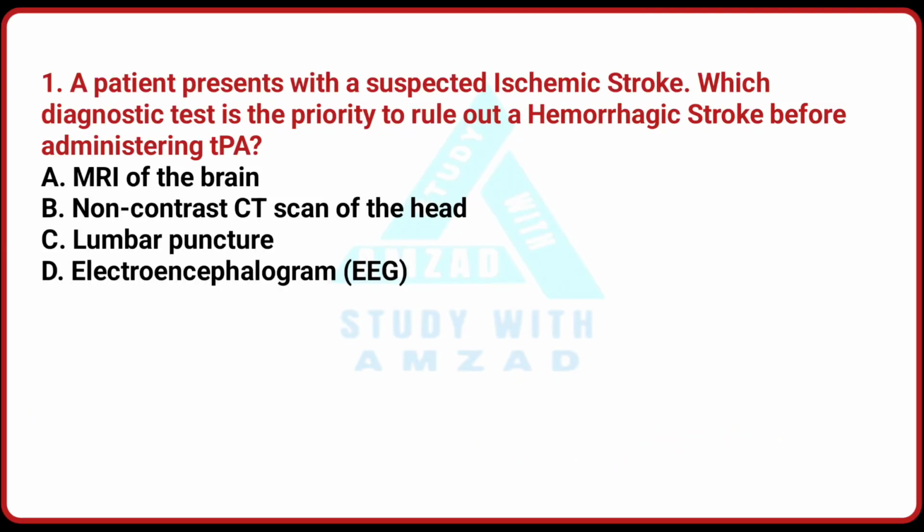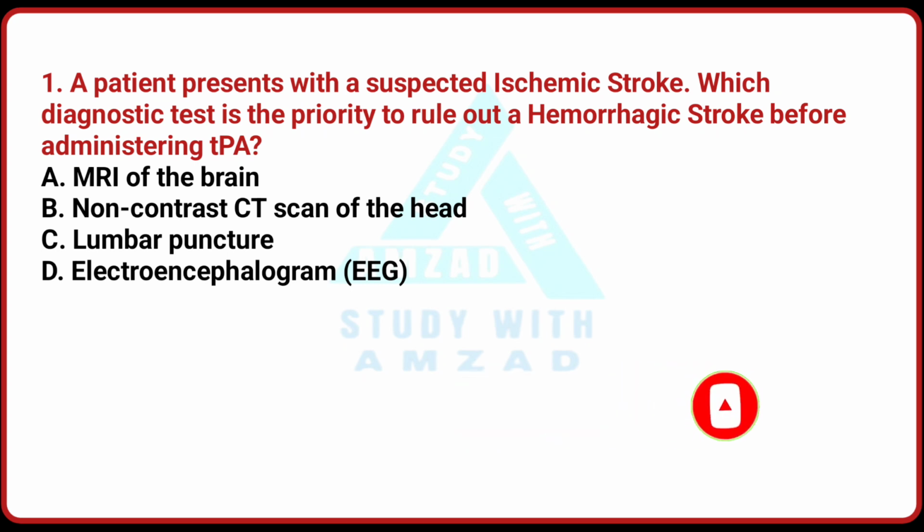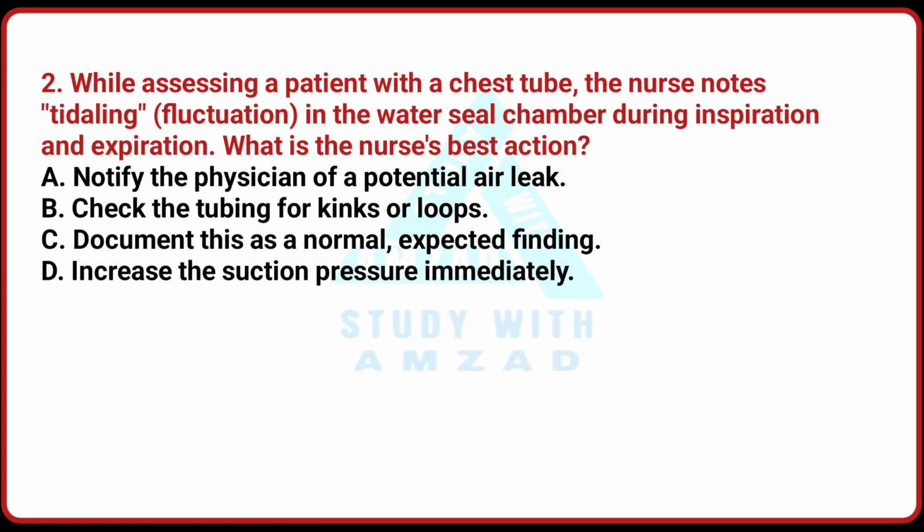First question. A patient presents with a suspected ischemic stroke. Which diagnostic test is the priority to rule out a hemorrhagic shock before administering TPA? Option A. MRI of the brain. Option B. Non-contrast CT scan of the head. Option C. Lumbar puncture. Option D. Electroencephalogram, EEG.